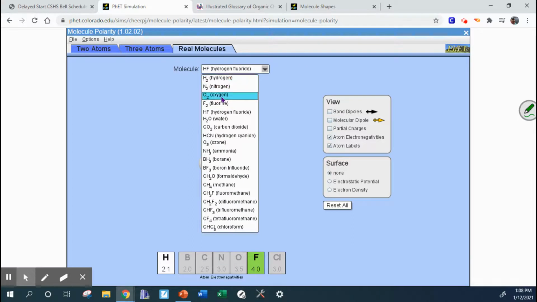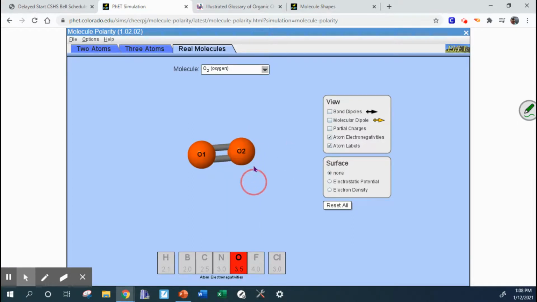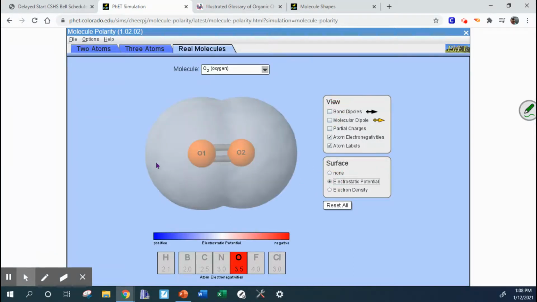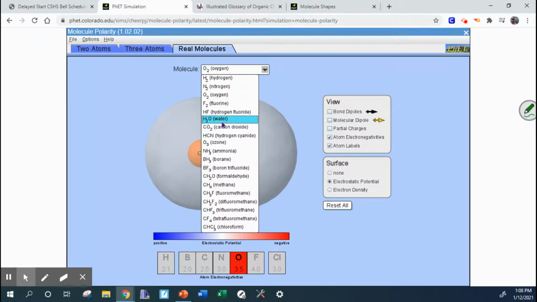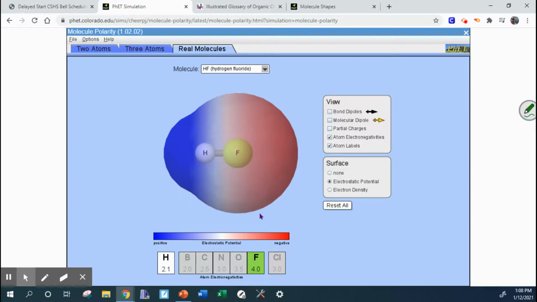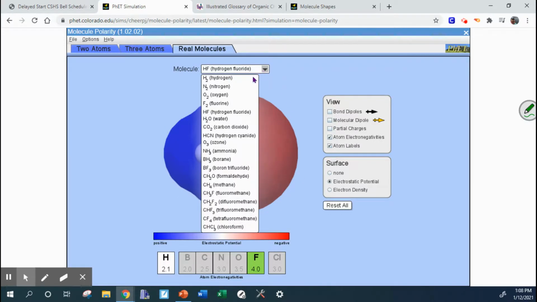Let's go to oxygen. Double bonded. Can't see the lone pairs out here. If I have two of the same elements, we're going to have a difference of 0, and so you'll see that there is no dipole here, which means that this is a completely nonpolar molecule. And if I look at the electrostatic potential, you'll see the sharing of electrons is even, whereas with HF, you'll see that the sharing of electrons is unequal. Okay, let's move on down.